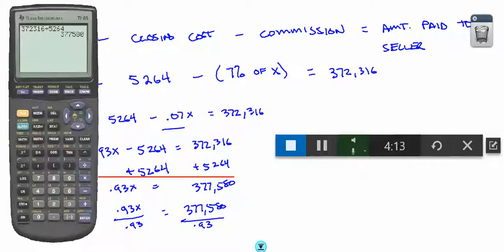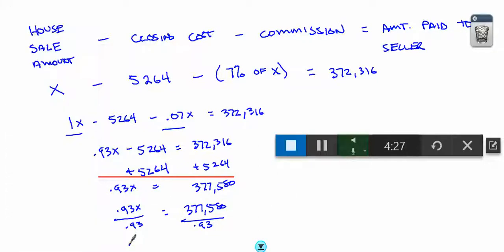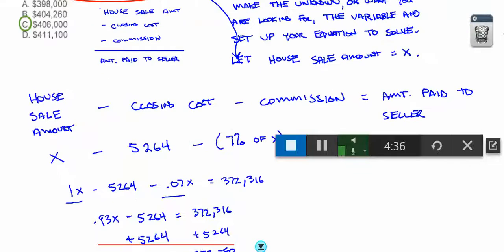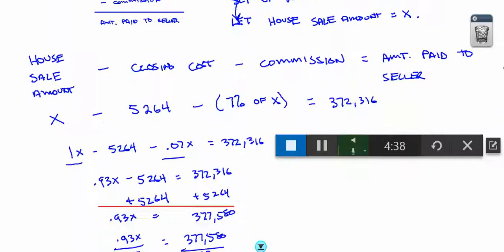So we simply take that and divide by 0.93. That's $406,000 even. X equals $406,000 even. And I believe that's the answer, which is C.